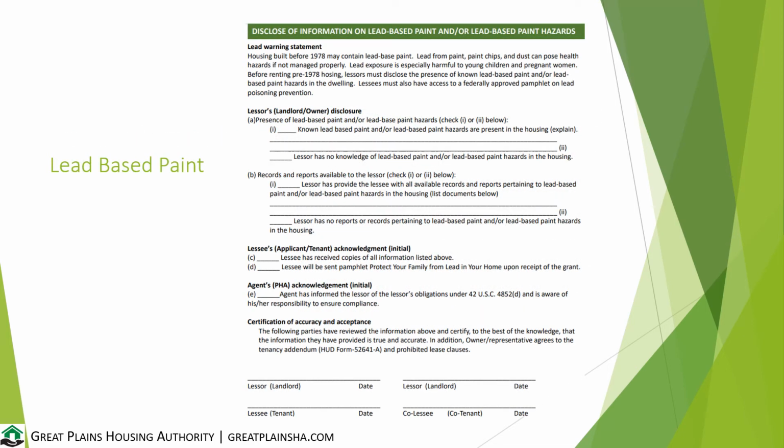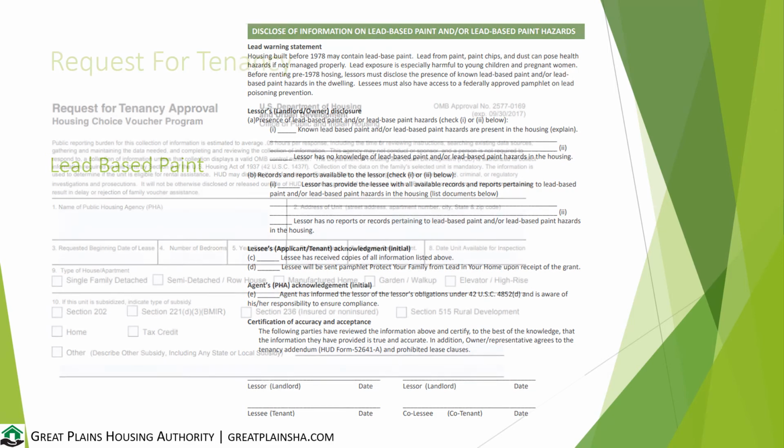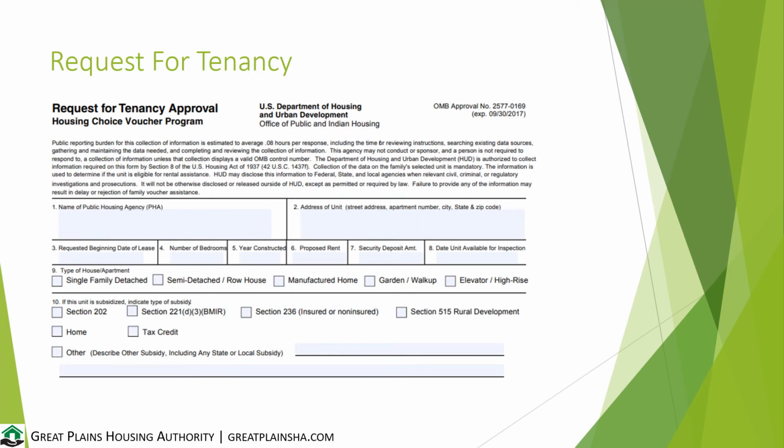Your landlord will need to complete 2 forms, the lead-based paint form and the request for tenancy. The lead-based paint form requires initials by the lessor, which is the landlord, and the lessee, which is you. Your landlord will also need to complete the request for tenancy form, pictured here. Be sure to provide your landlord with this form and return the completed form to the office.